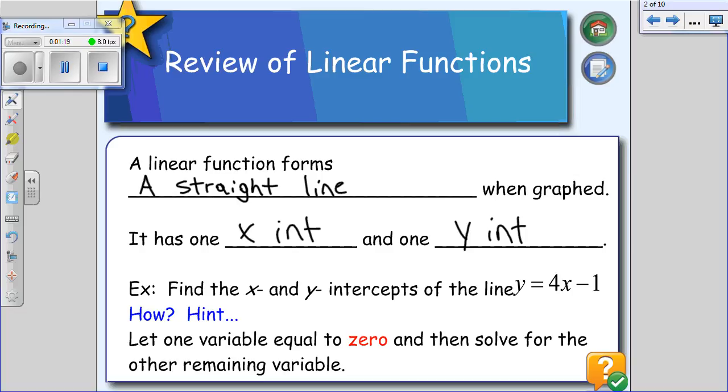Find the x and the y-intercepts of the line y equals 4x minus 1. If you're ever asked to find an intercept, no matter what the question is, a really easy way to do it, even easier than graphing: if you want to find the y-intercept, what do you know about y-intercepts? Colton.